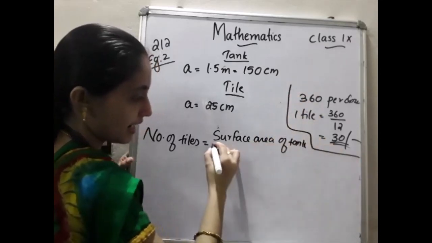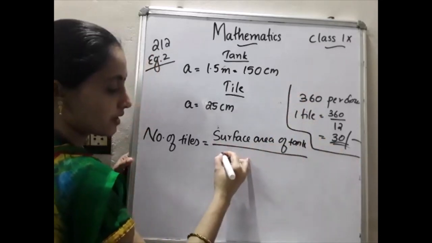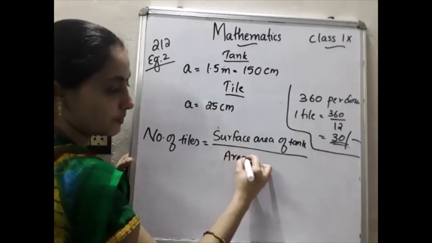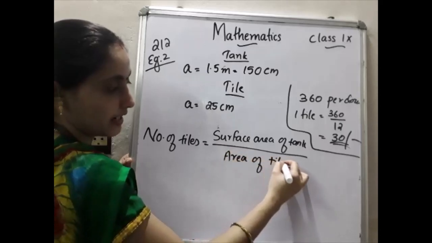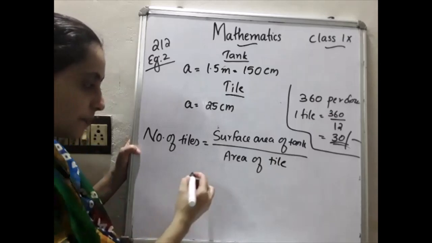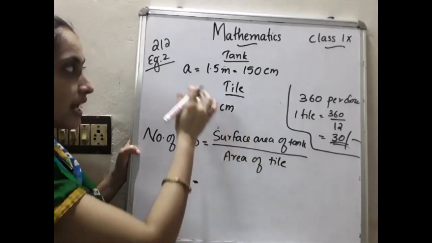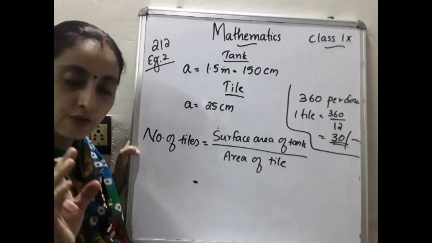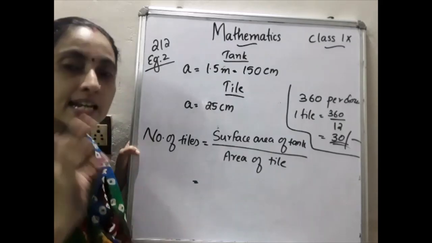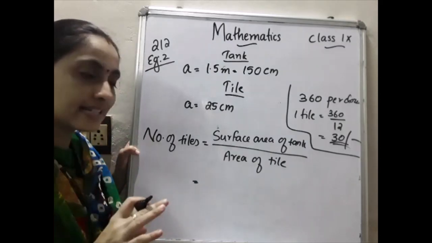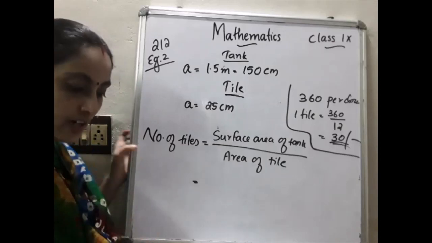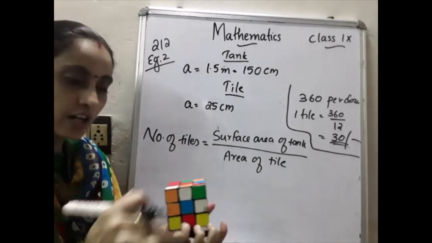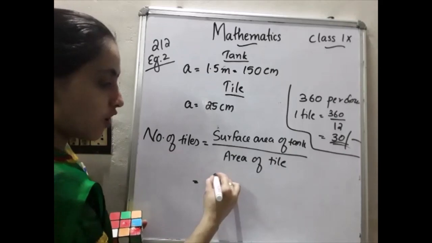Surface area of the tank divided by what? Area of tile. Okay. How will you find the surface area of the tank? Surface area of a cube is what? Yes, if it is total surface area, it is 6a square, and if it is lateral surface area, it is 4a square. But here, how many faces are there? Only 5 faces. So the surface area becomes 5a square.